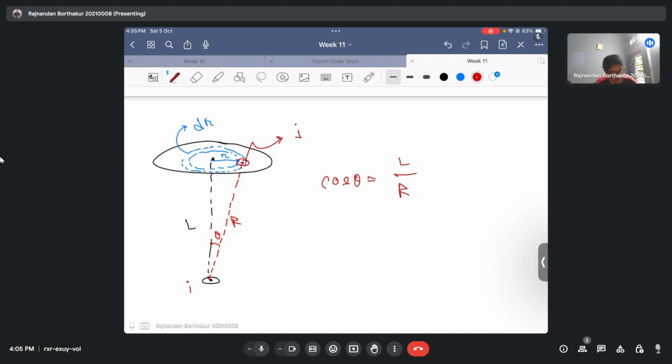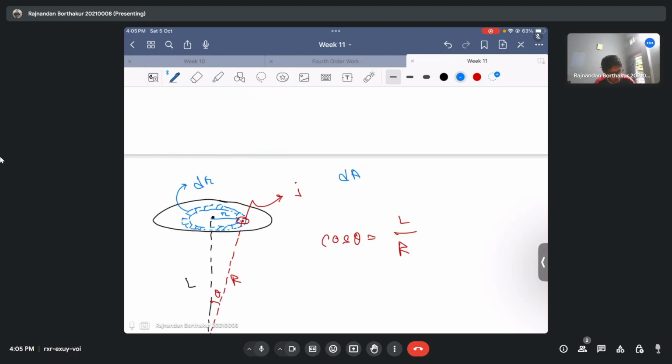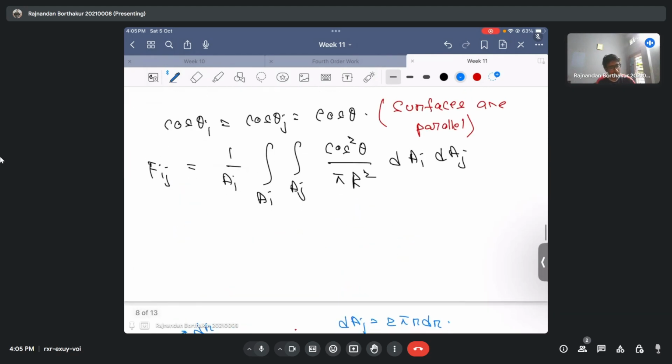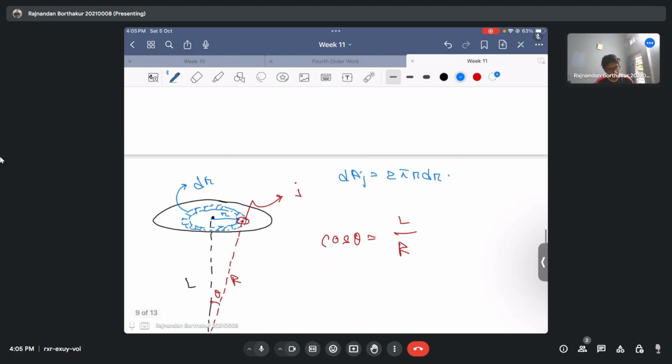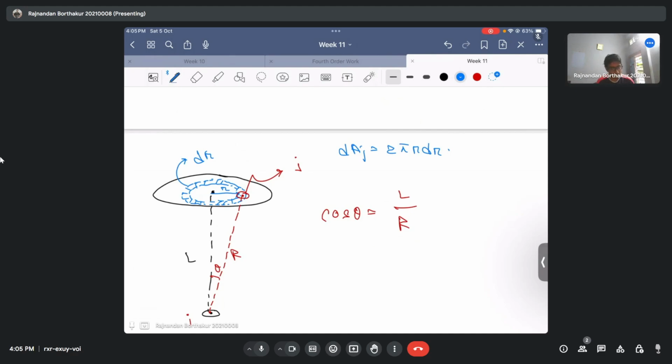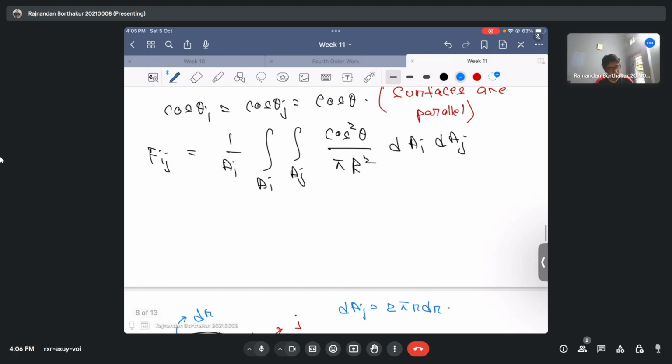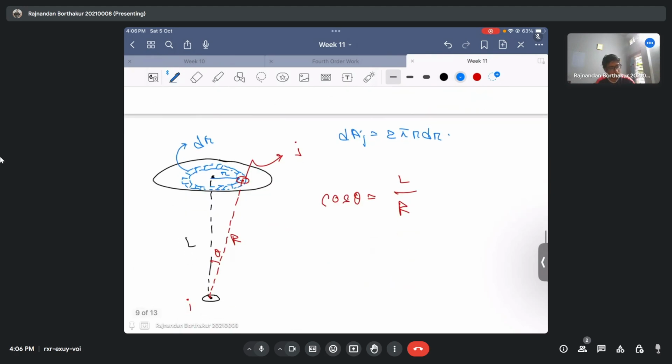And this is my differential surface. So I can easily write that dAj, which is the elemental area of this differential surface, is nothing but 2 pi r dr. That's it. Okay, so that's what we will be using in this equation. I hope this picture is clear: what is R and what is L at least, and why I can write cos theta as L by R, and how to formulate this differential surface.